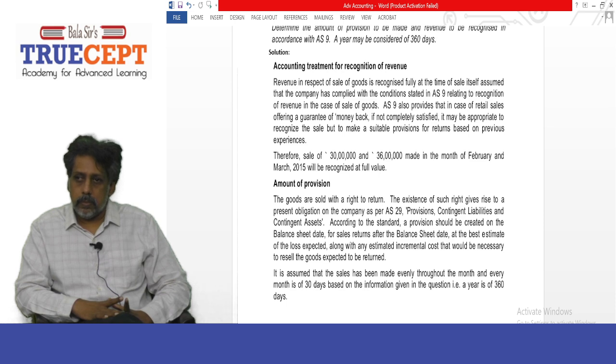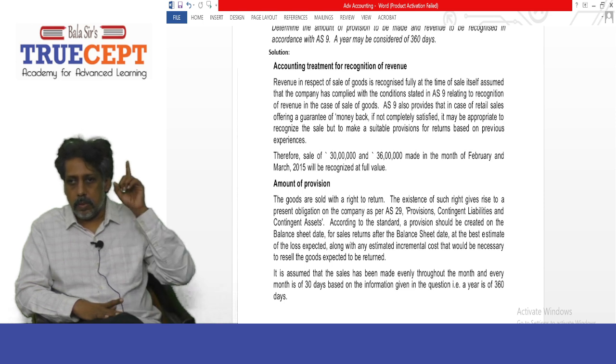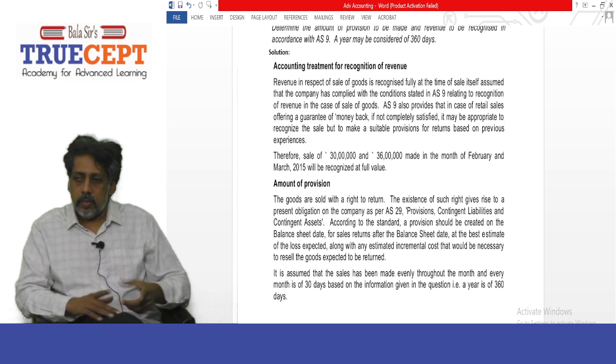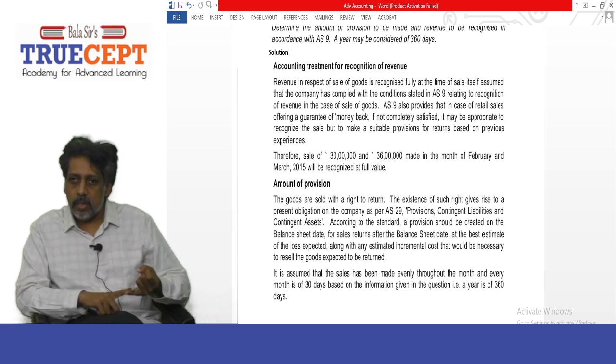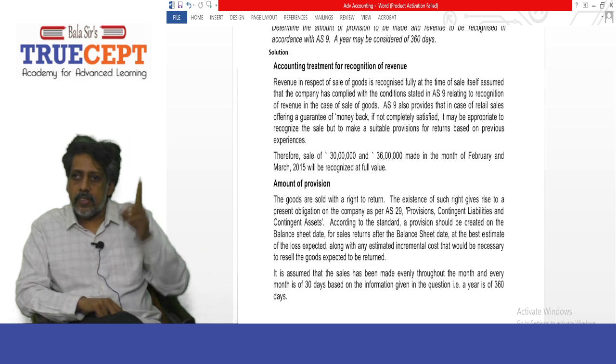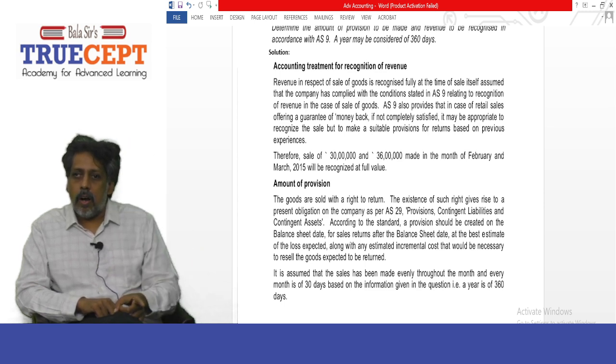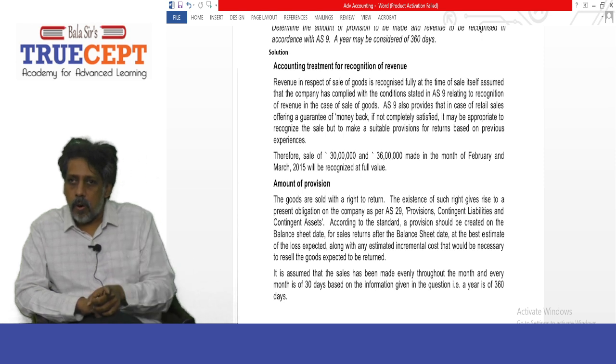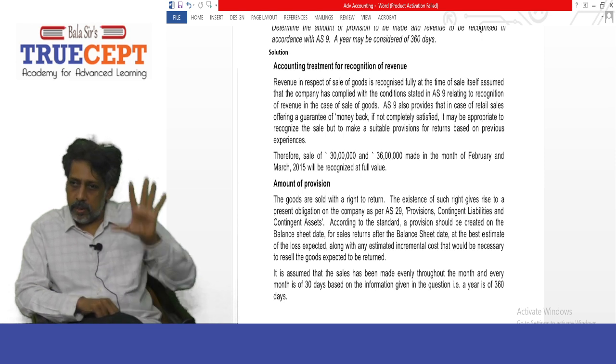Assume that the company has complied with the conditions stated in AS 9 relating to recognition of revenue in the case of sale of goods. You know what the conditions are? Check whether all the risks and rewards of ownership have been transferred to the buyer, and as a seller, you do not retain any control over those goods, which is very true, right?